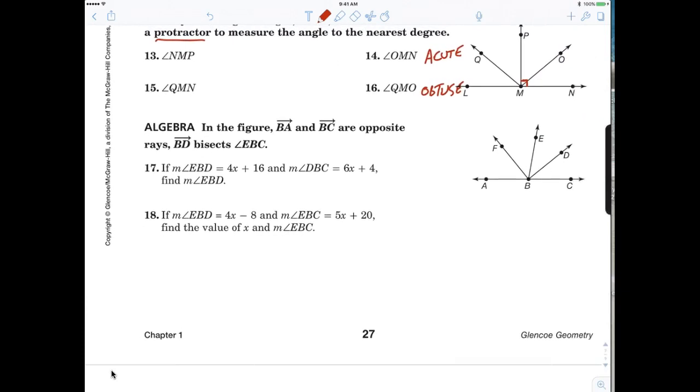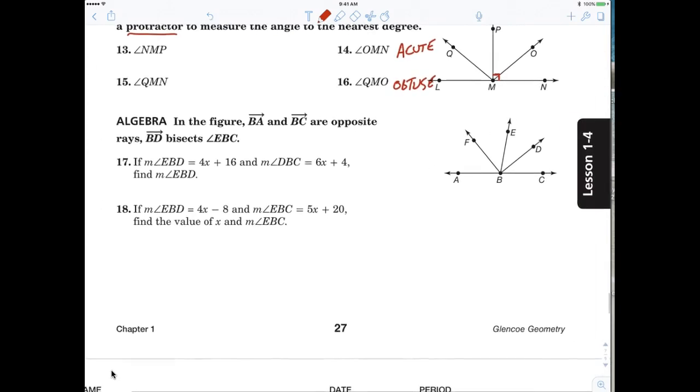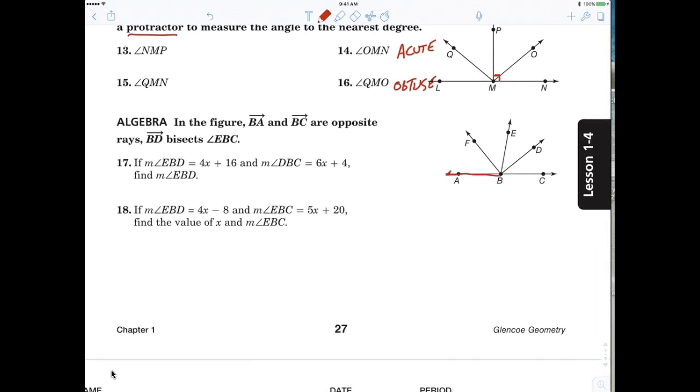Now let's look at the algebra. In the figure, BA and BC are opposite rays. If BA and BC are opposite rays, that means this from here to here is what? How many degrees? 180. 180 degrees. Is everybody with me on that? Opposite rays just means they form a line.